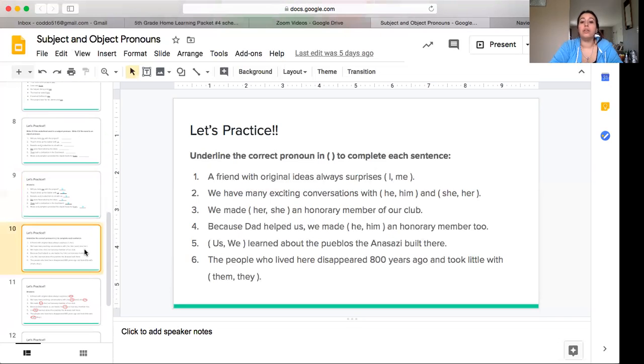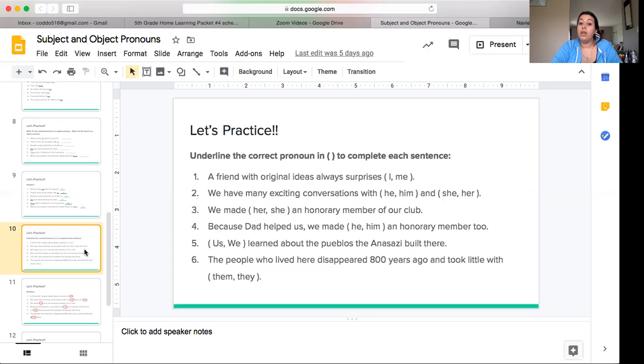Let's do some more practice. We're going to underline the correct pronoun in parentheses to complete each sentence. So number 1, a friend with original ideas always surprises blank. Is it I or me? Number 2, we have many exciting conversations with blank and blank. So he or him, she or her. Number 3, we made blank an honorary member of our club. Is it her or she? Number 4, because Dad helped us, we made blank an honorary member too. He or him.